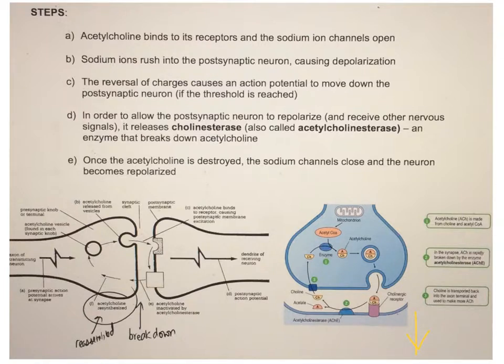Okay, so the charge is then going to be reversed this way, and the action potential will move down the postsynaptic neuron and continue on that way. And again, that's if the threshold is reached, so we have to reach that minimum amount. However, remember, the postsynaptic neuron has to depolarize, which will pass on the signal, but then it has to repolarize to get back to resting membrane potential. So in order for that postsynaptic neuron to repolarize and receive other nervous signals, because if it doesn't repolarize, it can't receive the next signal, what it does is it releases an enzyme called cholinesterase, also called acetylcholinesterase, and that's an enzyme that actually breaks down the acetylcholine.